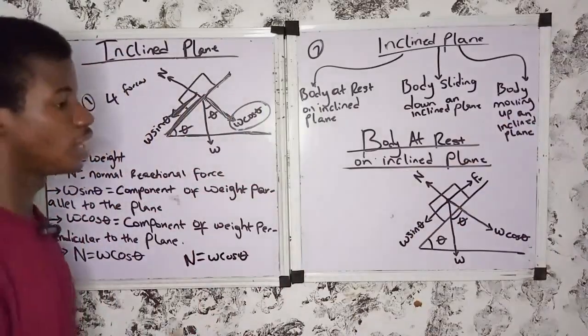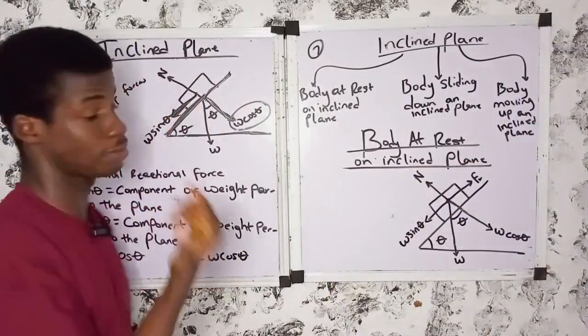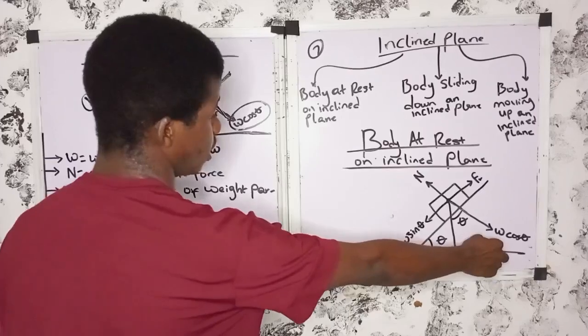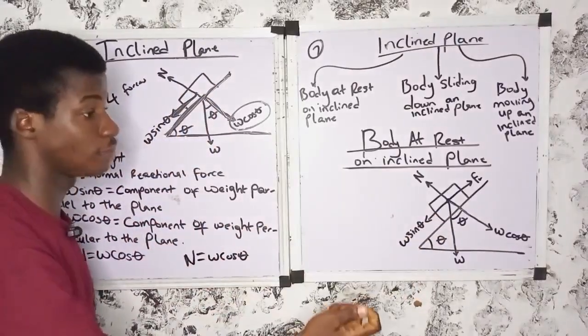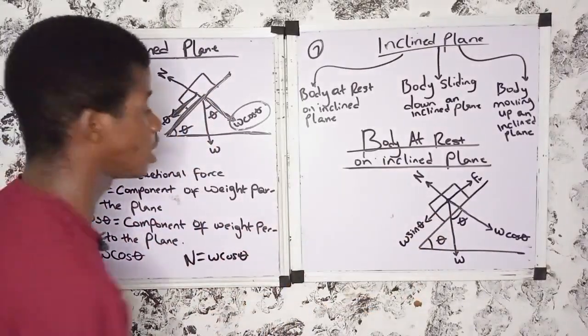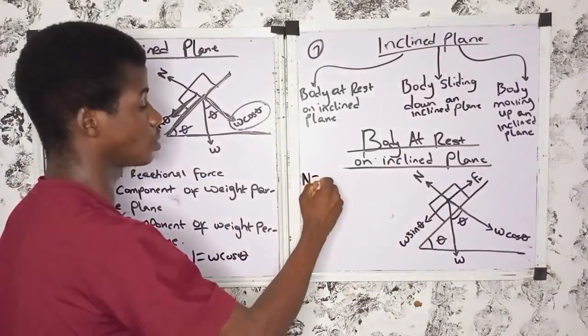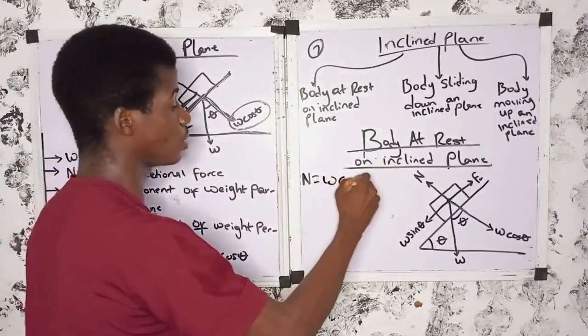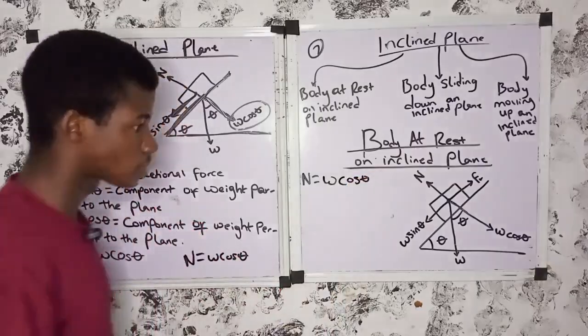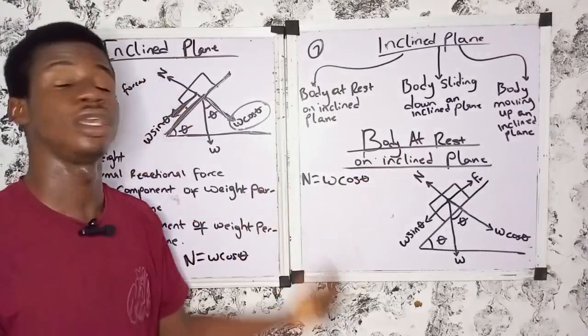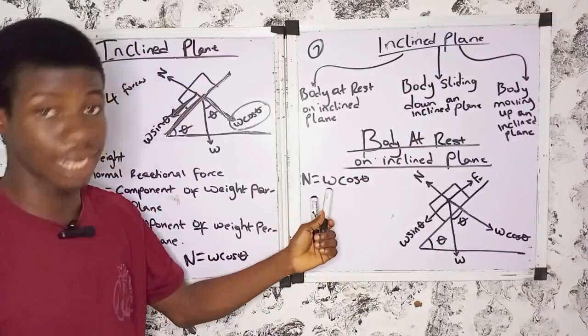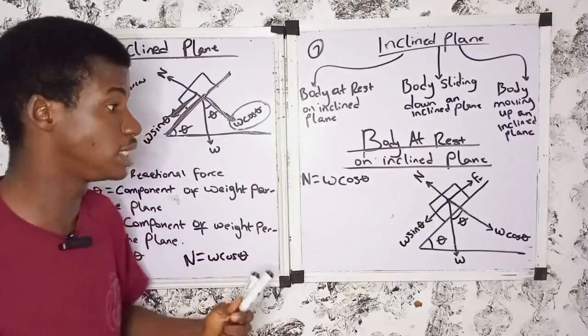Let's continue. Remember, the normal reactional force is balanced by the weight component perpendicular to the plane, or you can say W cos theta. So the normal reactional force equals W cos theta. Yes, the normal reactional force is balanced by W cos theta.